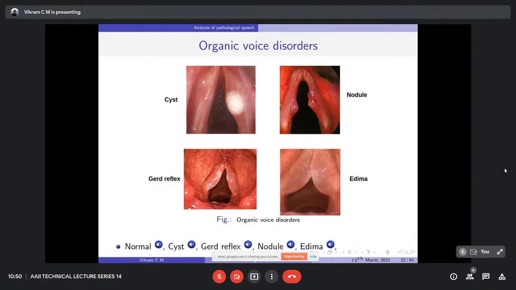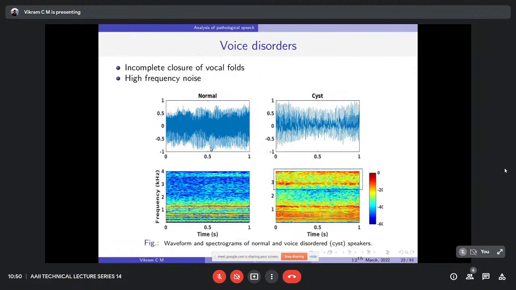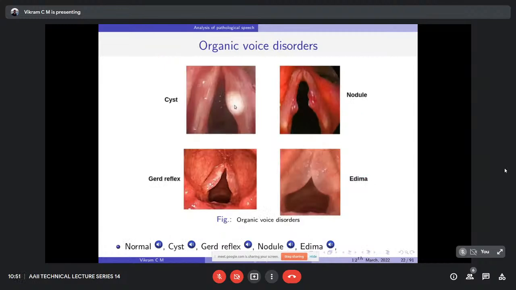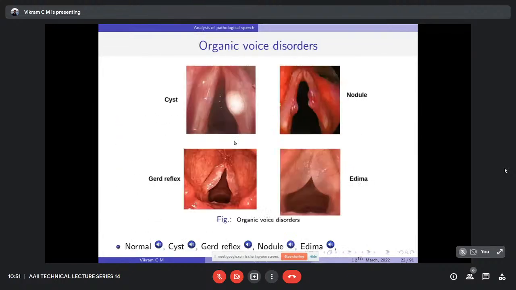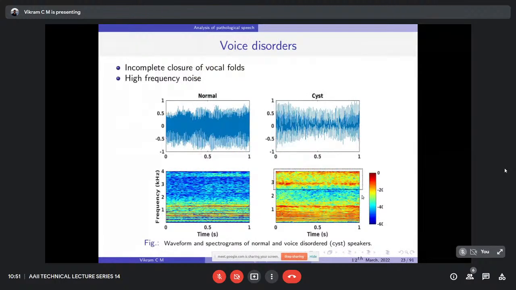How can we get some different acoustic cues from the speech signal? Suppose this is a speech signal of a normal person and of a person with cyst, which is a disorder where some lump forms on the vocal cord. If you see the spectrogram, it contains some high frequency energy in the case of this cyst disorder, because when we have some disturbance in our vocal fold system, it causes some kind of noise. Noise is generally categorized as high frequency sound, so we can easily check for high frequency energy.